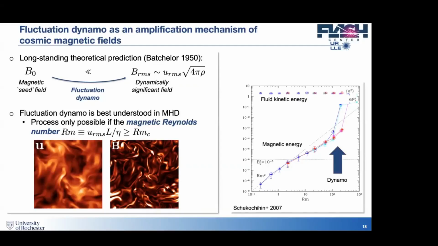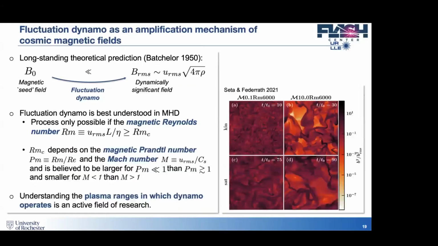So simulations of that started in the 80s. Experiments were attempted for the first time in the late 90s, 2000. But actually getting to that regime where you are surpassing this critical magnetic Reynolds number for dynamo to operate is really hard to achieve. There are also other considerations regarding which plasma regime you're operating in. Is it the small Prandtl number, large Prandtl number, supersonic, subsonic? So there's a lot of interesting physics to understand in a rather limited problem set.